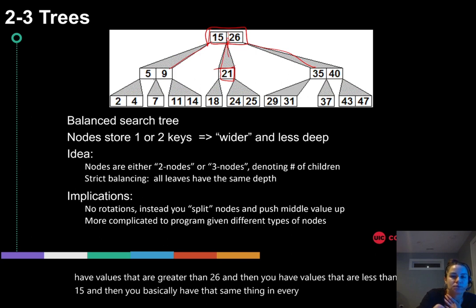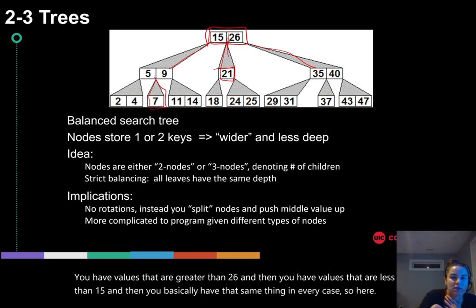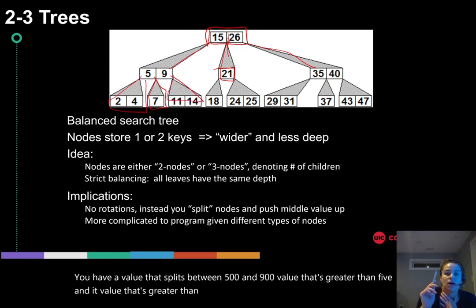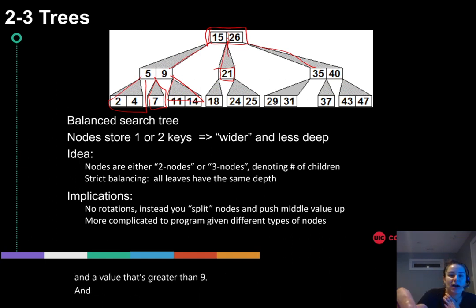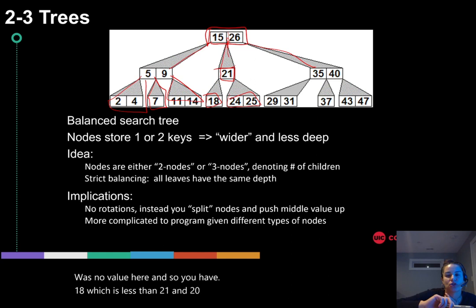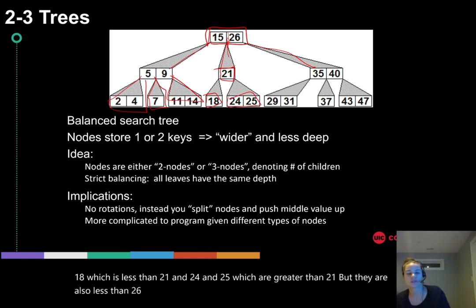Here you have a value that splits between 5 and 9, a value that's less than 5, and a value that's greater than 9. And here you have just 2 because there was no value here, and so you have 18, which is less than 21, and 24 and 25, which are greater than 21 but also less than 26. So you can see how it's sorted.